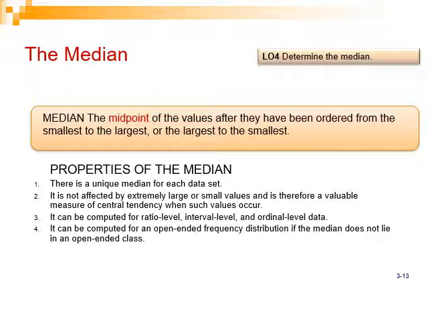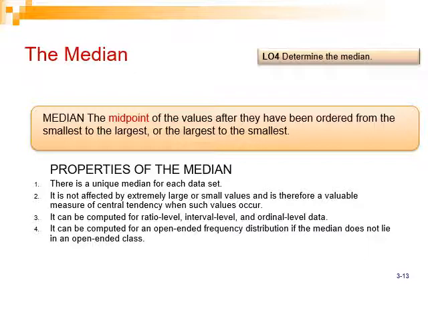Okay, let's move to the third measure that we have here in the measures of location, or measures of central tendency. What is the median? The median is the midpoint of the values after they have been ordered from the smallest to largest or the largest to smallest. We just order the values first and find the midpoint. We have already covered the properties of the mean. Now we want to know what the properties of the median are.